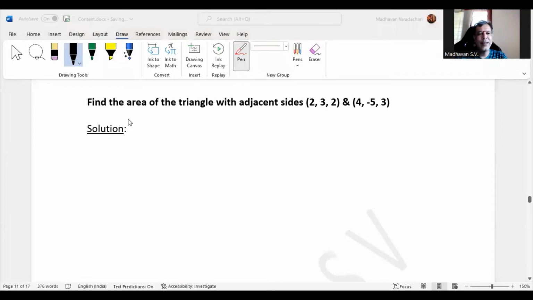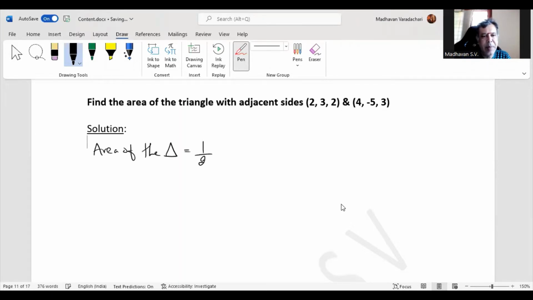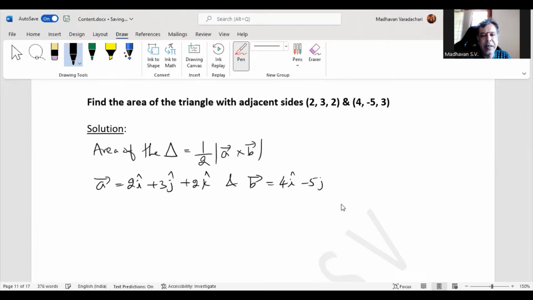Next we need to find the area of the triangle with adjacent sides (2, 3, 2) and (4, -5, 3). The area of the triangle will be half times the magnitude of the first vector cross the second vector. So the first vector A can be defined as 2 times I cap plus 3 times J cap plus 2 times K cap, and the second vector B can be written as 4 I cap minus 5 J cap plus 3 K cap.